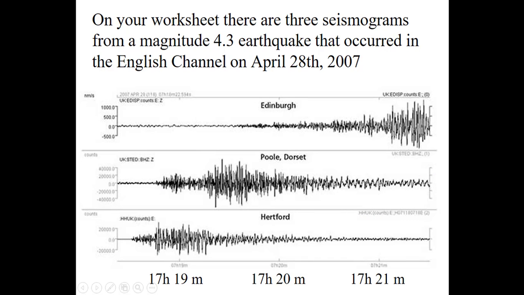So on your worksheet, there are 3 seismograms from a magnitude 4.3 earthquake that occurred in the English Channel on April 28, 2007. You might not be able to read the times very well at the bottom. The first time is 17 hours and 19 minutes. The next time is 17 hours and 20 minutes. And then the last time is 17 hours and 21 minutes. So each of these spaces between here and here and here and here is 1 minute of time.